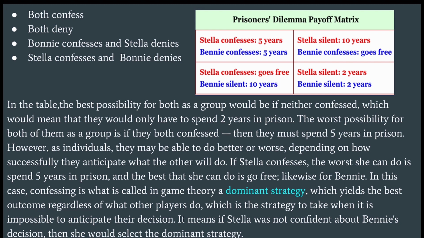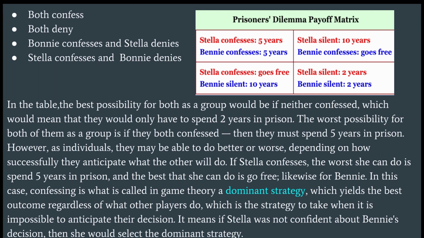So in the table, the best possibility for both as a group would be if neither confessed, which would mean that they would only have to spend 2 years in prison. The worst possibility for both of them as a group is if they both confessed, and they must spend 5 years in prison. However, as individuals, they may be able to do better or worse depending on how successfully they anticipate what the other will do. If Stella confesses, the worst she can do is spend 5 years in prison, and the best that she can do is go free.